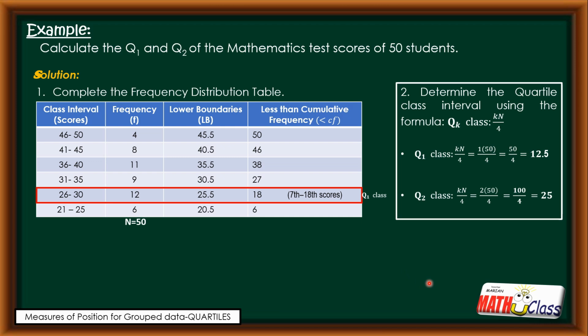For the Q2 class, we have 2 times 50 divided by 4. 2 times 50 is equal to 100, divided by 4 is equal to 25. This means we need to find the class interval where the 25th score is obtained. Note that the 19th to 27th scores belong to the class interval 31 to 35. So the 25th score is also within the class interval. The Q2 class is the class interval 31 to 35.